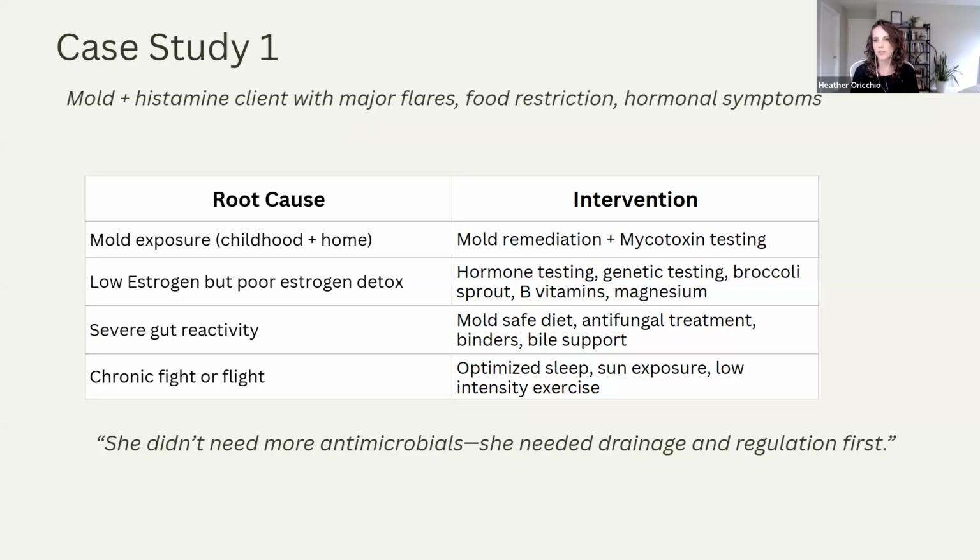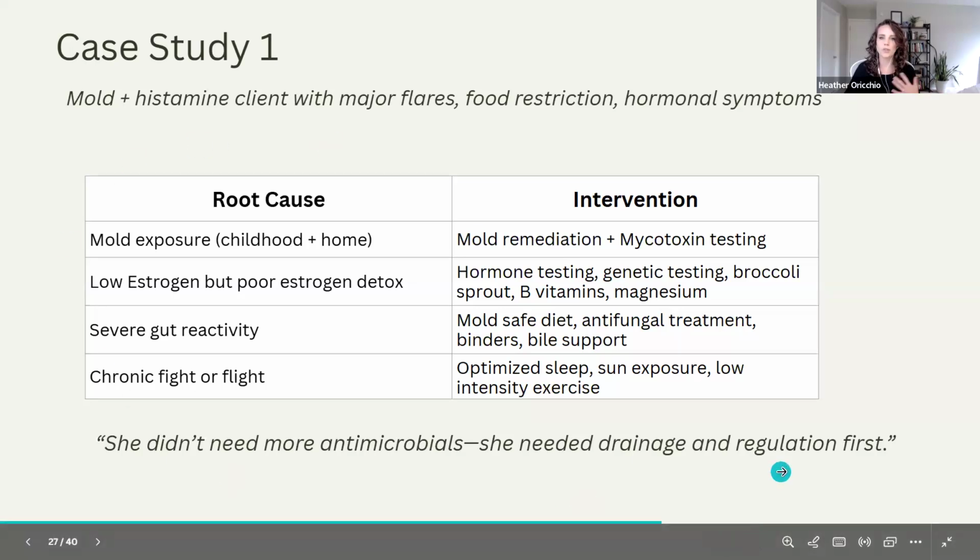And to help with the chronic fight or flight, she really did everything she could to rebalance her circadian rhythm. So she adjusted her workout schedule. She was no longer having coffee and working out fasted. And she toned down the high intensity exercise. So she didn't need more antimicrobials. She needed drainage and regulation first.